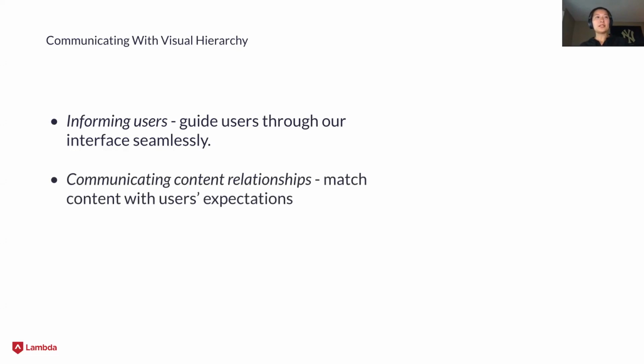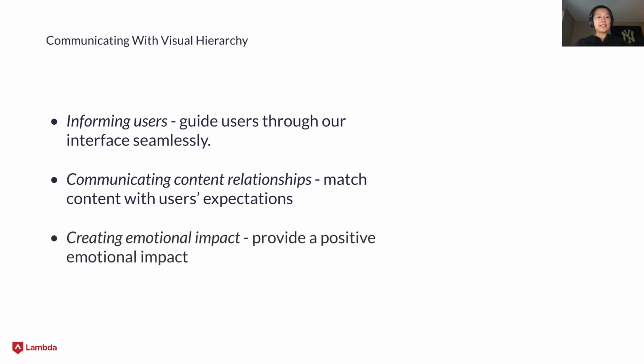The second piece is making sure that we're communicating content relationships, meaning we should present content within the interface in a way that matches our users' expectations. So always thinking back in context of the user, designing interfaces that meet their expectations, not placing in random elements just because we feel like it should be there, but it should be really matching back to what they're expecting. And that also ties into more of the research piece that you do earlier on, understanding what their goals are.